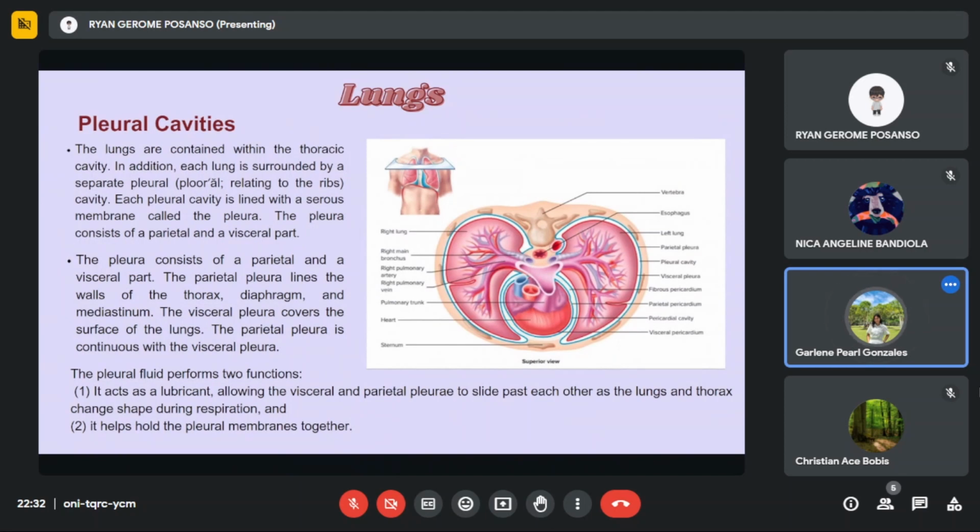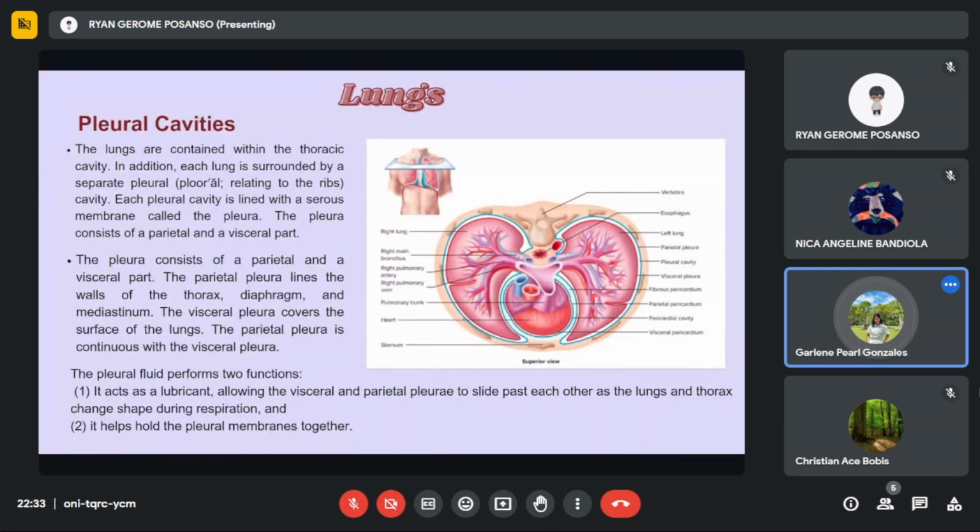Let's proceed to the pleural cavities. The lungs are contained within the thoracic cavity. In addition, each lung is surrounded by a separate pleural cavity. When we talk about pleural, it is related to the ribs. Each pleural cavity is lined with a serous membrane called the pleura. The pleura consists of a parietal and a visceral part.